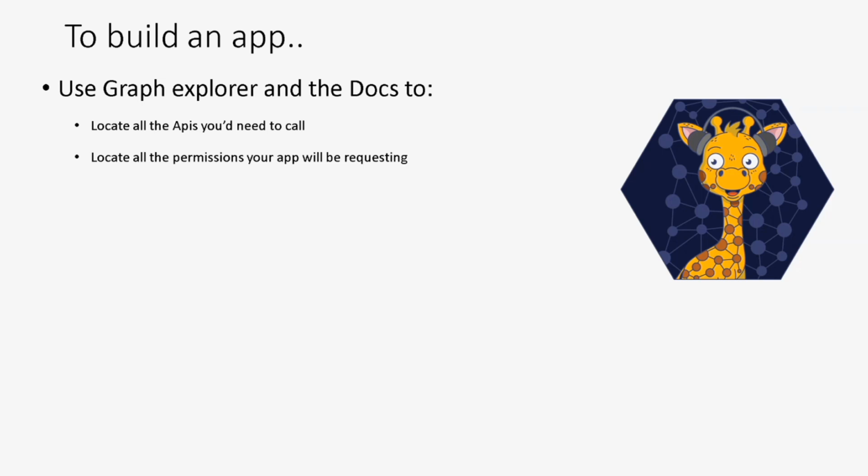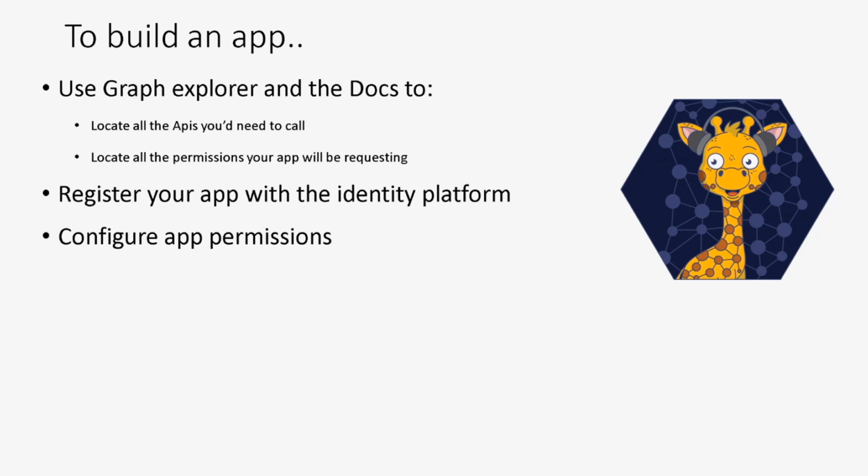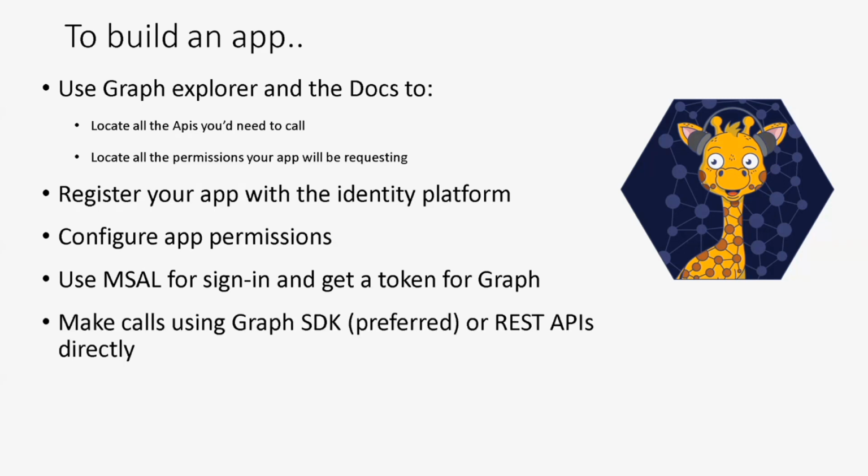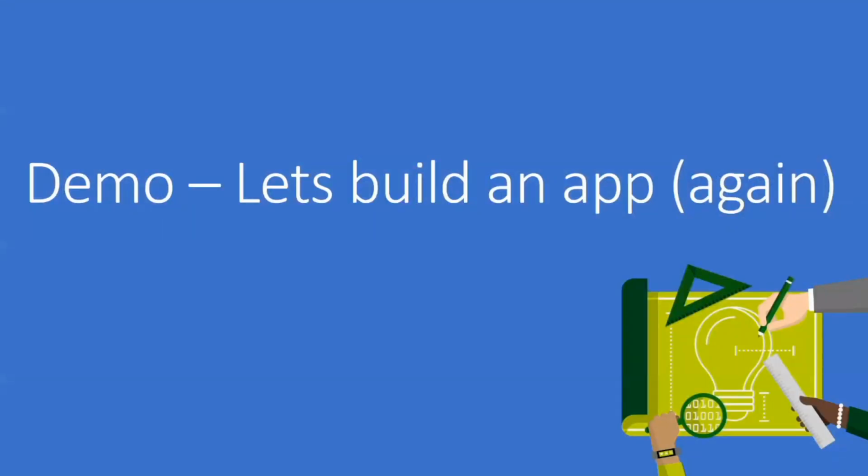So once you have these two ready, go ahead and register your app with the Microsoft Identity Platform, that's Azure Active Directory. Configure the permissions for your application, and you would have the list of permissions you need by now. Use the MSAL library to sign in and get a token for Graph. And then you should either use the Graph SDK, which is our preferred approach, or you can call the REST APIs directly with that access token that you just received.